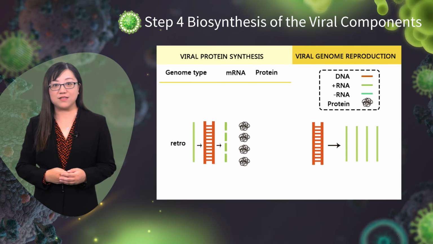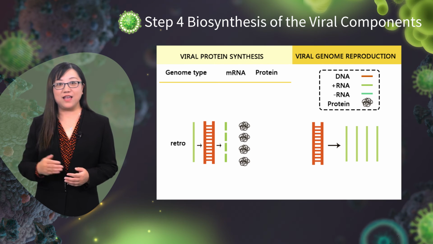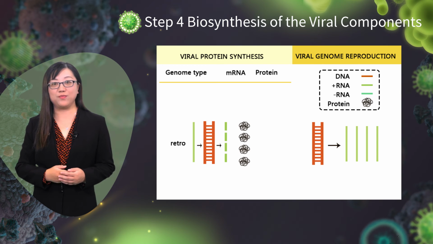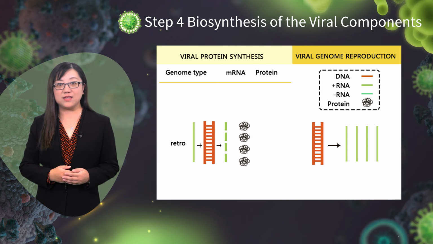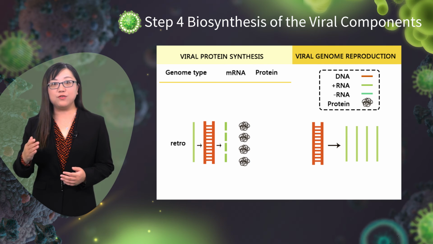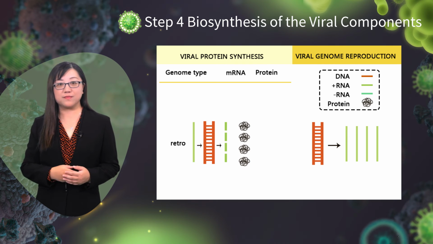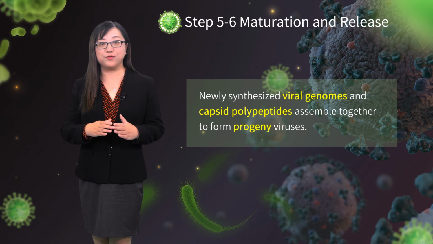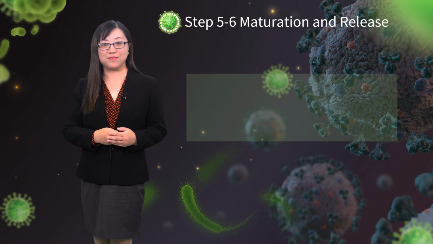Retroviruses have positive sense RNA that is converted to complementary DNA, cDNA, by reverse transcriptase carried in the virion. The cDNA integrates into the host chromosome, and the host makes mRNAs, proteins, and full-length RNA genome copies. Newly synthesized viral genomes and capsid polypeptides assemble together to form progeny viruses.